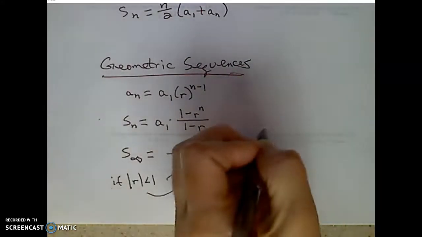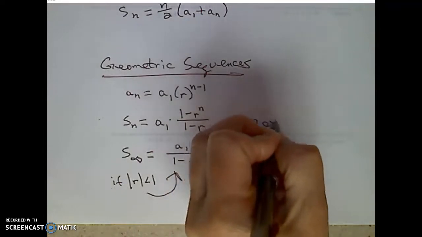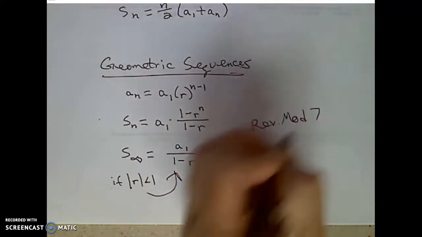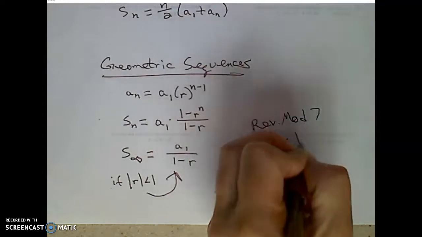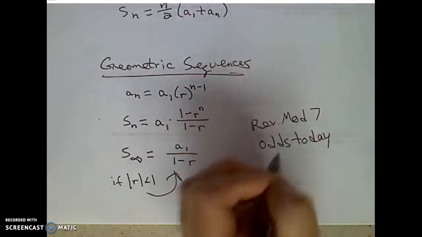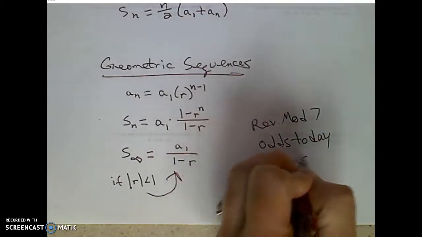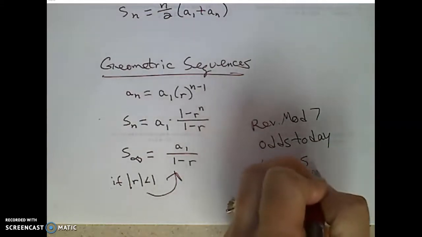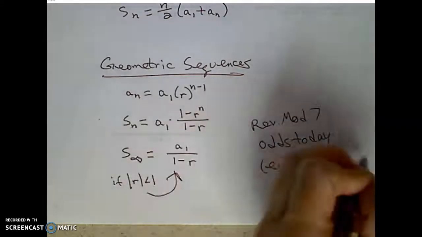My suggestion is on the review for Mod 7, try the odds today. So then you're practicing 2 days, and the evens tomorrow, and you'll see what you need help with for tomorrow. And that will be due by midnight on Thursday.